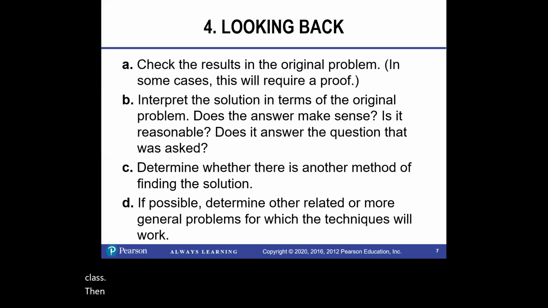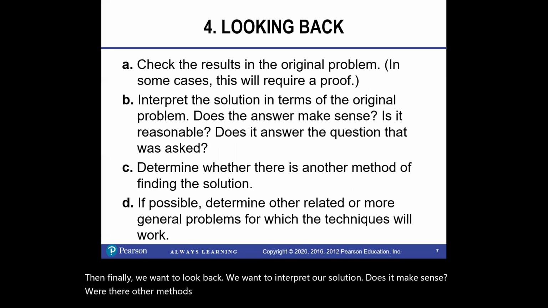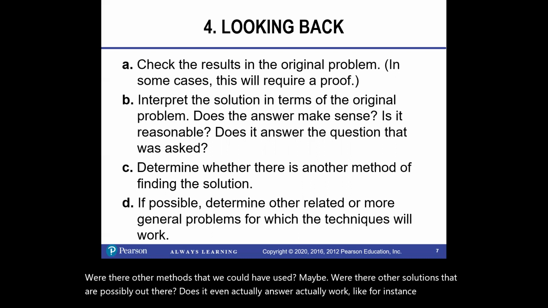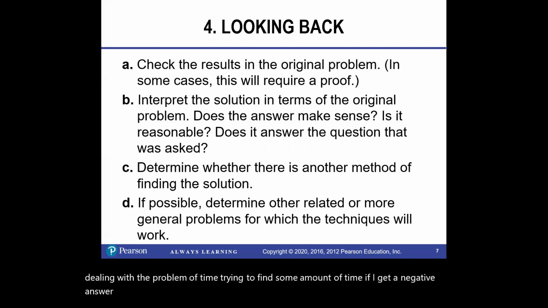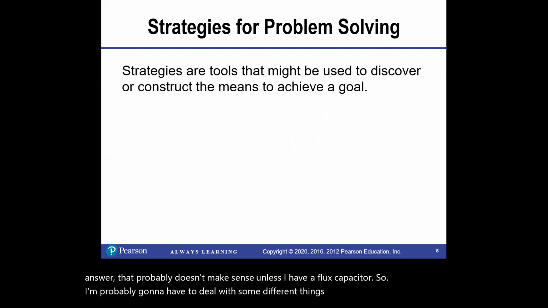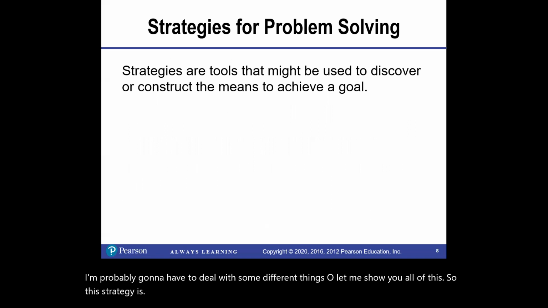Then finally, we want to look back. We want to interpret our solution. Does it make sense? Were there other methods that we could have used? Maybe were there other solutions that are possibly out there? Does this even actually work? Like, for instance, if I'm dealing with a problem of time, trying to find some amount of time, and I get a negative answer, that probably doesn't make sense unless I have a flux capacitor. So I'm probably going to have to deal with some different things. So let me show you all of this. These strategies for problem solving are simply tools.